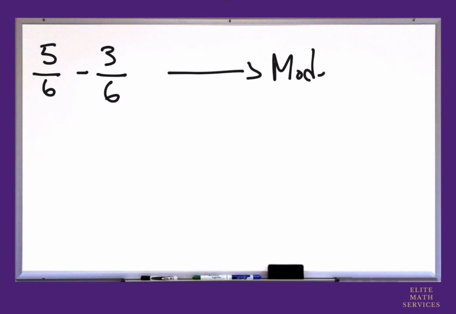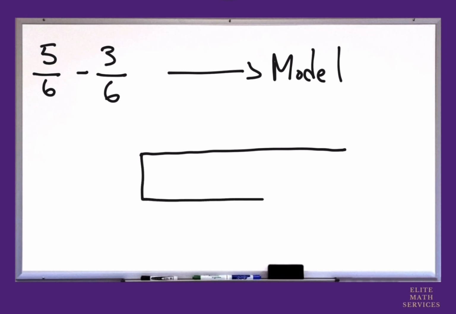In today's lesson, we're going to be learning how to subtract fractions with a fraction strip. So the fraction we're going to start out with is 5 over 6 minus 3 over 6. And we're going to use what is called a fraction strip, also known as a model or area model.